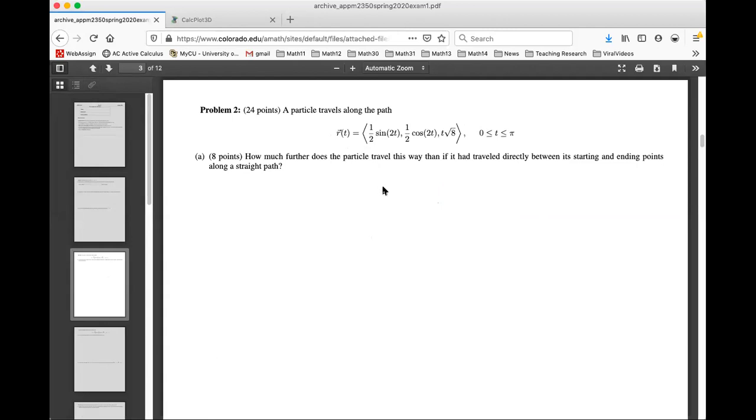And in fact, you had to find this exact thing in that problem because this problem said how much further does the particle travel along this curve than if it went directly. So the first thing you needed to find for this problem, 2a, was actually the length of the curve the particle travels along this helix. So let's go back and remind ourselves how we do this.